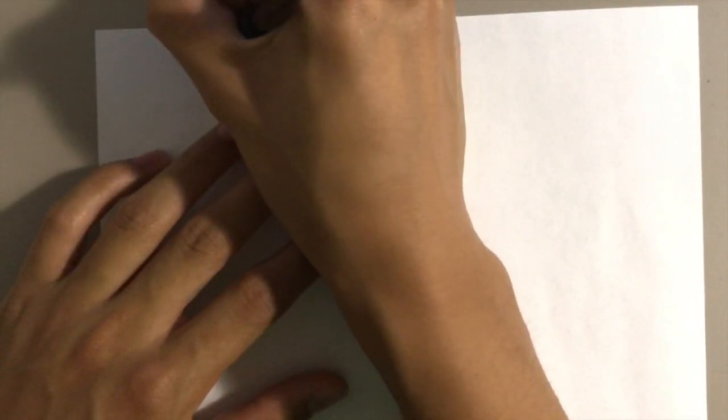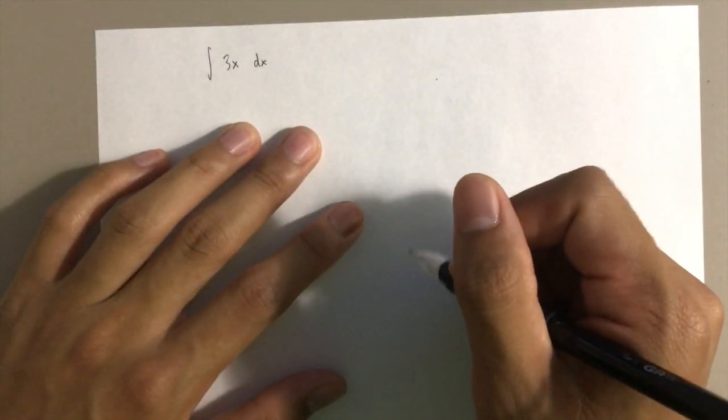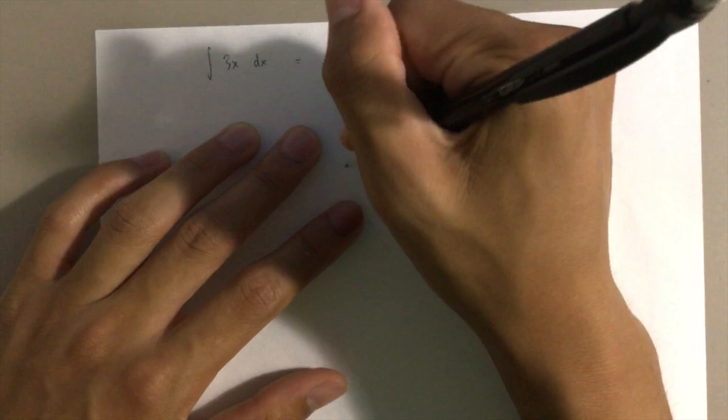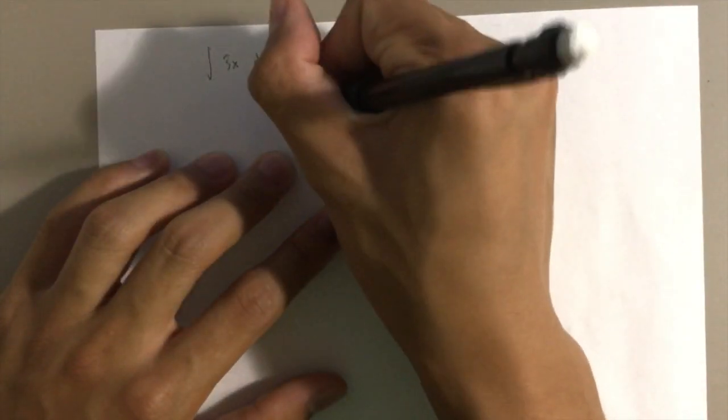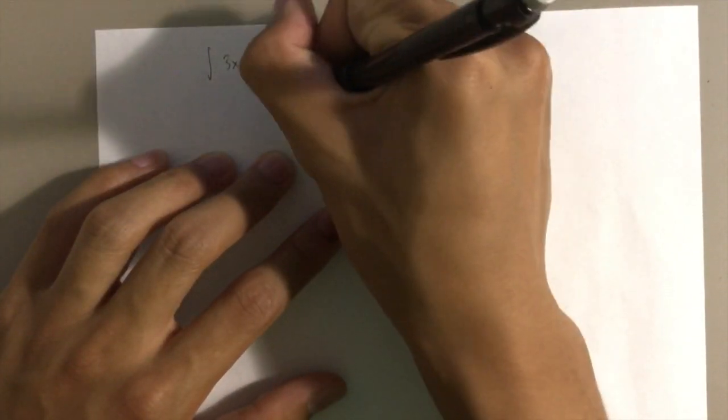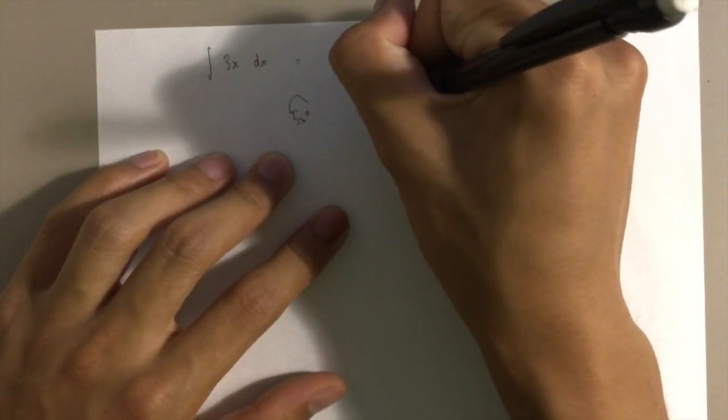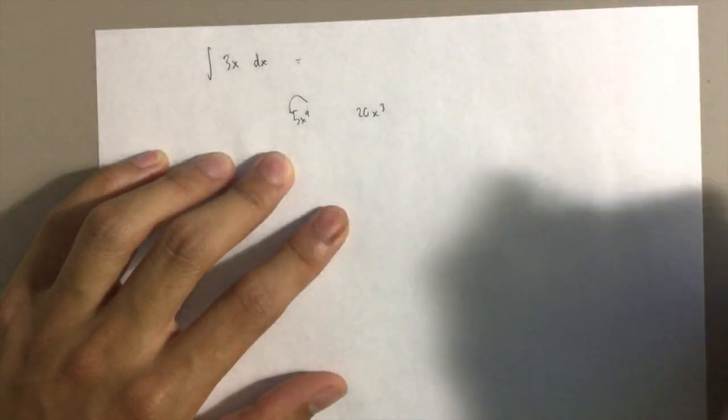And basically, if you have an indefinite integral like 3x dx, how would you do this? Well, it's the reverse of the power rule. Remember the power rule? You're going like 5x to the fourth. You take the exponent out front, subtract 1, so you would get 20x to the third.